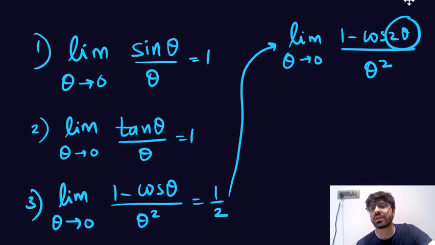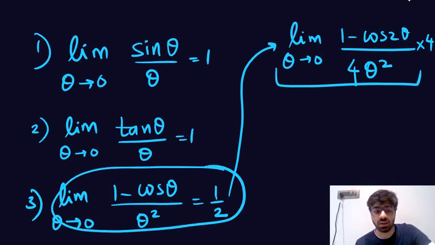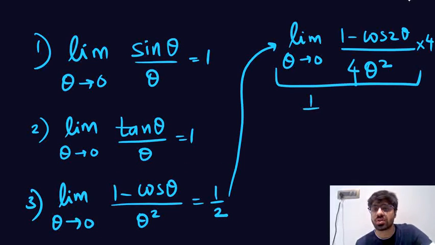I have 2 theta here. So in the denominator, I should have had the square of 2 theta, that is 4 theta square. So I will write 4 theta square, but to balance that 4, I have to write into 4 over here. The value of this entire expression now, as per the formula, is going to be equal to half. So I have the answer as half into 4, which is equal to 2. That's how you will be using the third result.